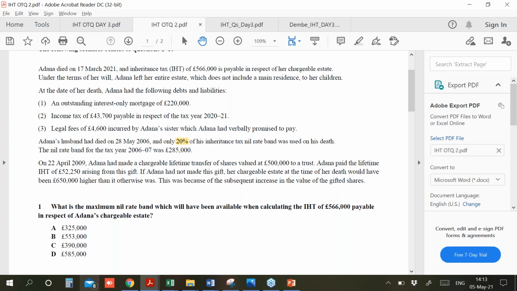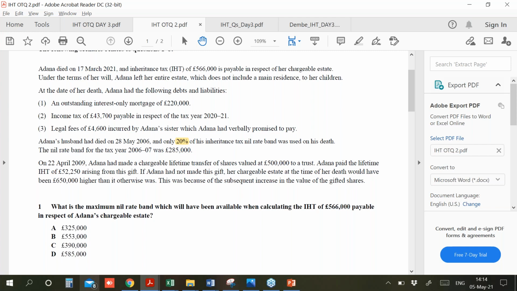So HMRC says that if someone's husband or wife died before 2008-9, you have to take out the unused percentage, and if the second one died after 2008-9, you just multiply the remaining unused percentage with your band, that is 325. So we will not be multiplying 80% with 285, because the rule says that the unused percentage should be multiplied by the nil rate band available in the year of second death. And Adana has died in our tax year. In our tax year, the nil rate band is 325,000.